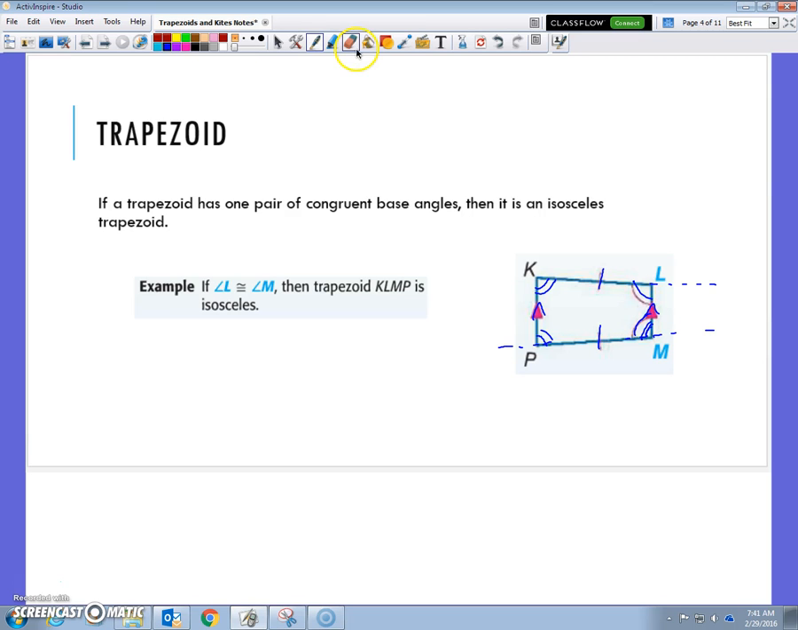So one nice thing about isosceles trapezoids is that if you know that the two base angles are congruent, it doesn't matter which ones, then you know the other two base angles are congruent, as well as the side lengths of the legs are congruent as well. So it's good to know.